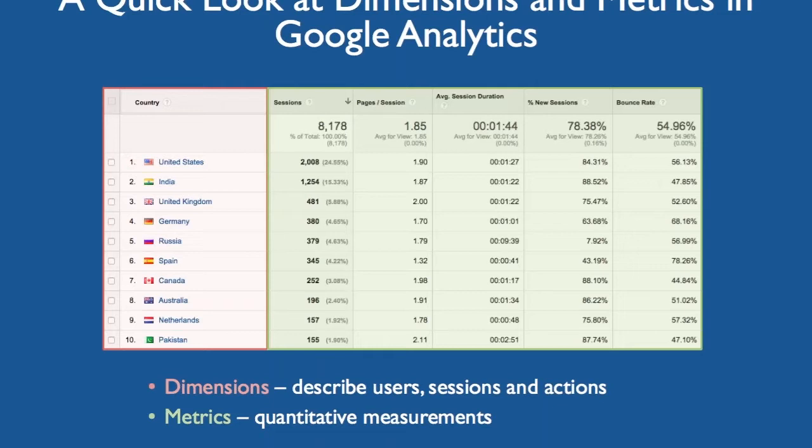So they're attributes. On the right you see a bunch of metrics, and metrics are quantitative measurements that describe user sessions and user actions on your website, and they are numbers. So now let me just jump into custom dimensions.